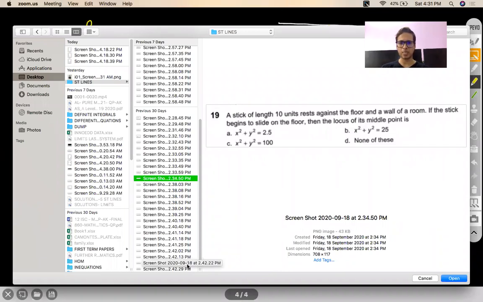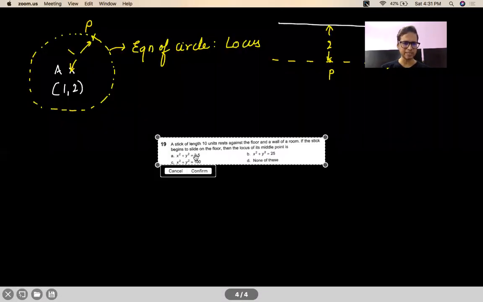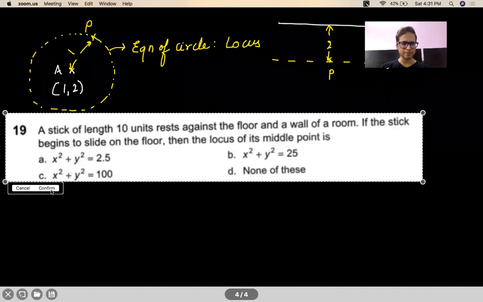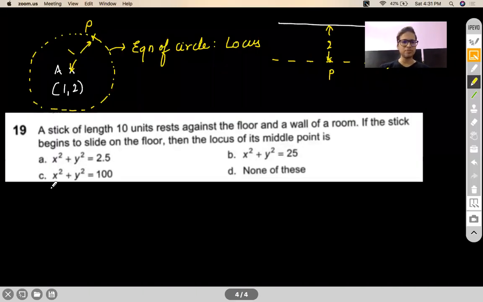Okay, let's take this question. Very interesting question. All of you read this question. There is a stick of length 10 units which rests against the floor and a wall of a room. If the stick begins to slide on the floor, find the locus of its middle point. Now you don't have to solve it. Let me solve it and get the idea from it.